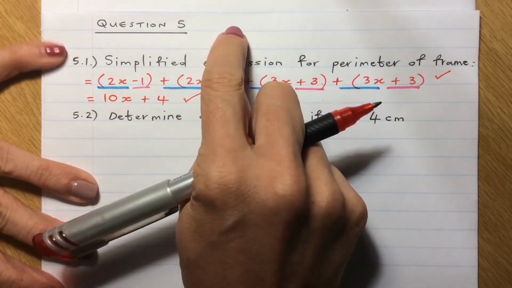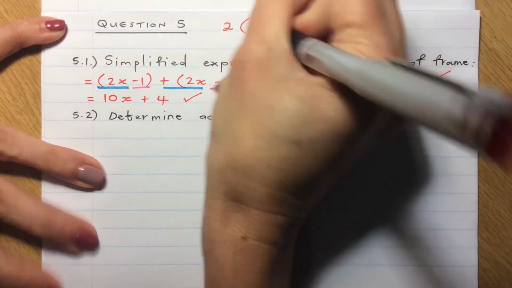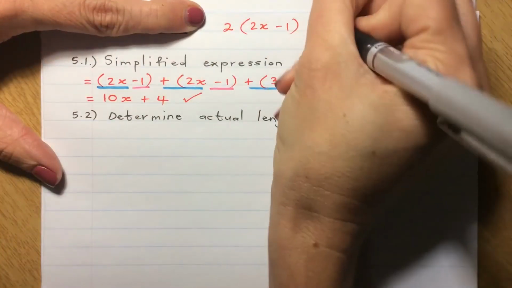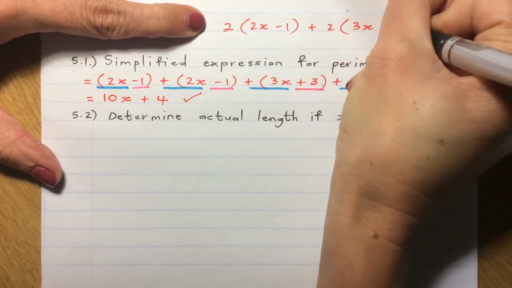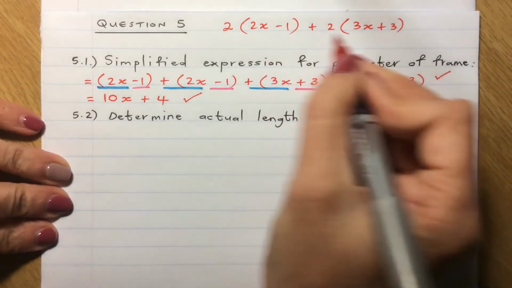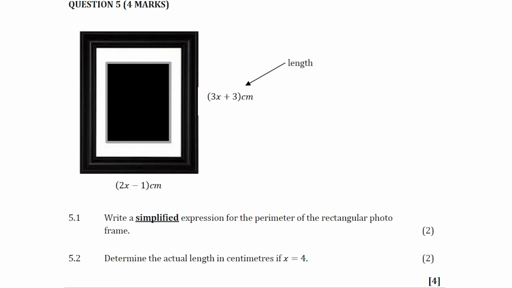Okay, I'm just going to write above here what other people did. They said we've got 2 of those, which are your breadths, and then we've got another 2 of those. And then you would have got exactly the same answer, so you would have got your marks if you did that as well. 5.2, determine the actual length of the photo frame if x equals 4 centimeters.